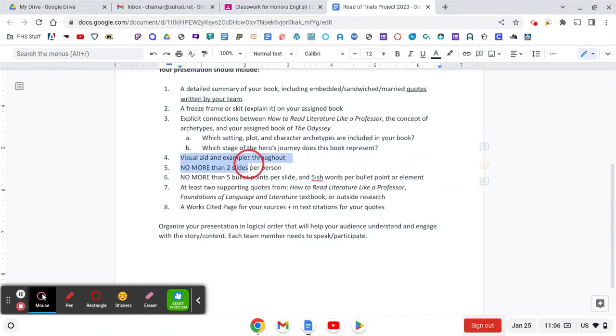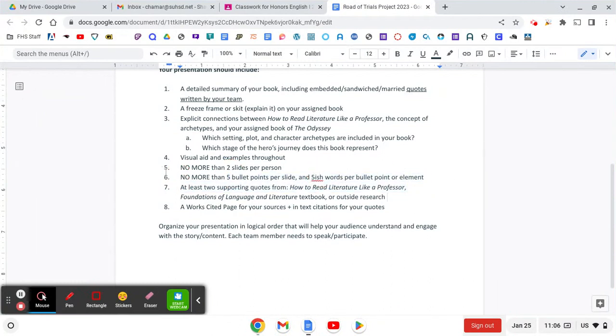Okay. You need some visual aids on each slide. Don't make it boring. No more than 2 slides per person. That means you're limited as to how you break it up, unless, of course, you're an individual presenter, and then you can have more slides. Again, keep it minimal with your slides.